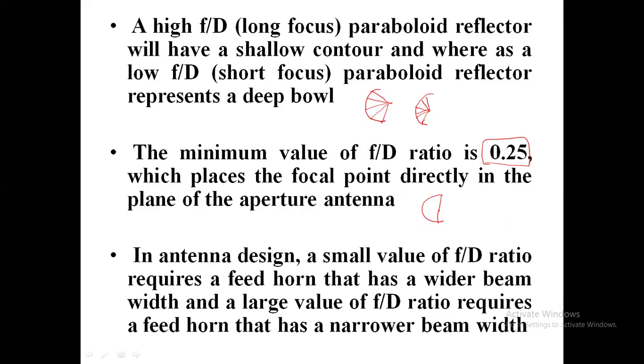In antenna design, a small value of F by D ratio requires a feed horn that has a wider beam. See here, the effect of the F by D ratio value will fall on the feed antenna also. Based on the horn design, we will get wider beam widths or narrower beam widths. So according to the F by D ratio, the selection of the horn should also be made properly. For a smaller F by D ratio, the horn should have a wider beam, and if the F by D ratio is larger, we will go for a narrow beam width in a horn antenna.